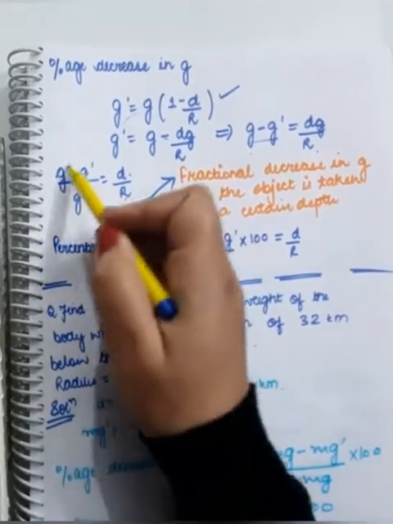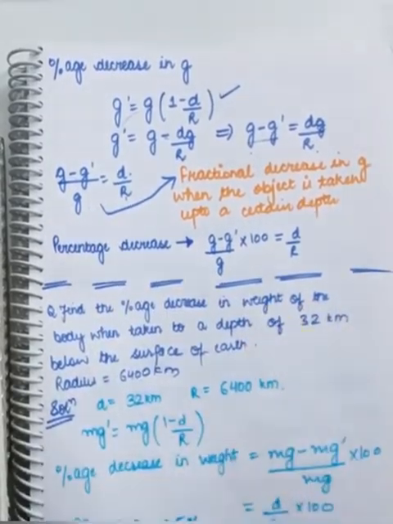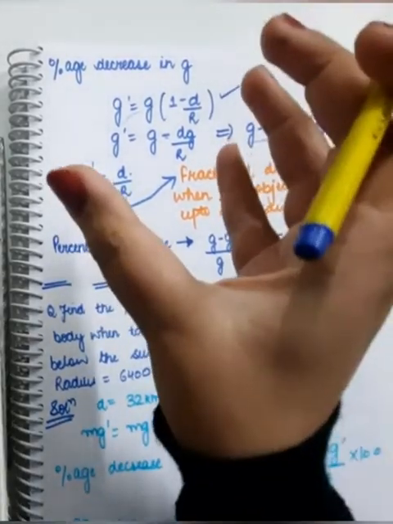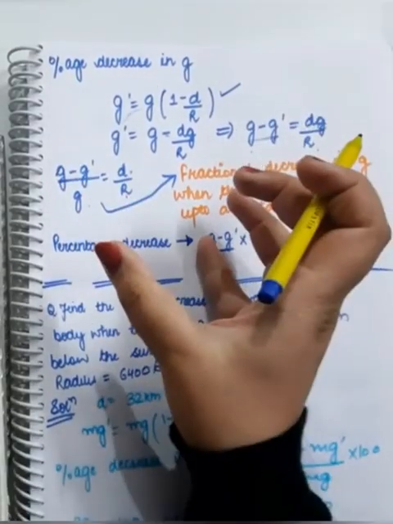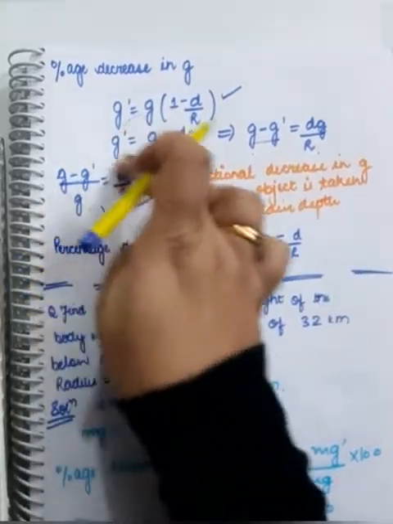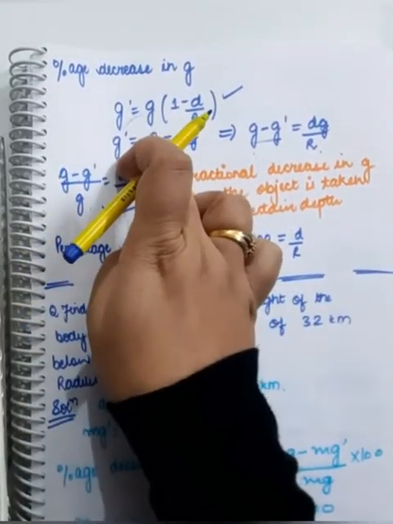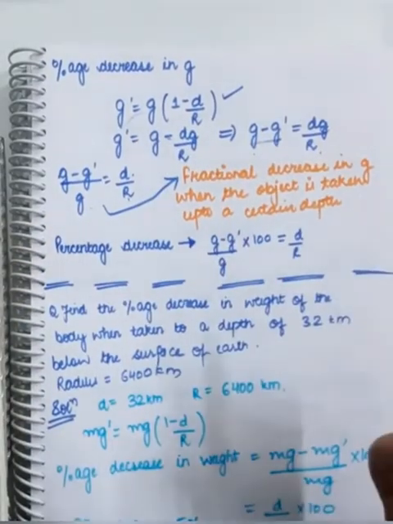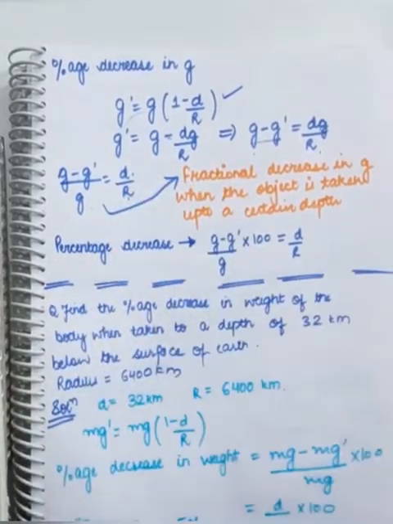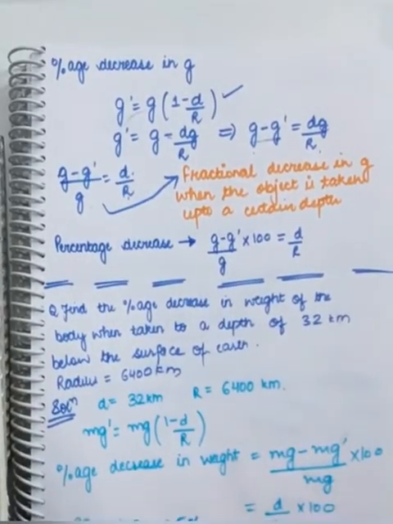Look, this is the fractional decrease. If in a numerical you have a question, find out the fractional decrease in g when the object is taken below to a depth of this and this, then you are going to apply this. And if you are asked percentage decrease, multiply this with 100. It's as simple as that.